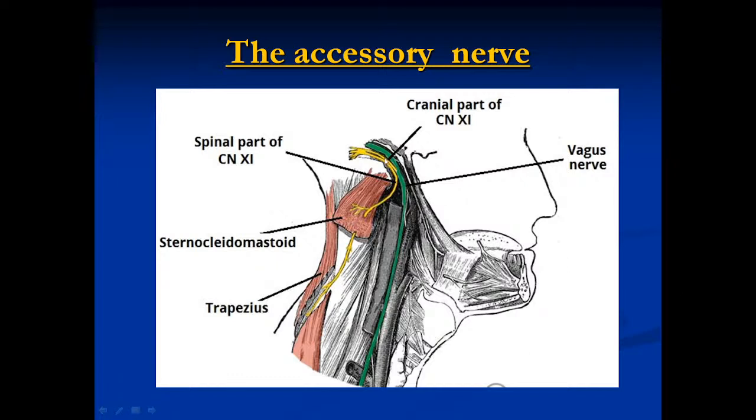Look, you can see two parts of the accessory nerve. This is cranial part and spinal part. So you must know that the accessory nerve is the motor cranial nerve, and also you must know that this nerve innervates two muscles of our body, sternocleidomastoid muscle and trapezius muscle of our back.